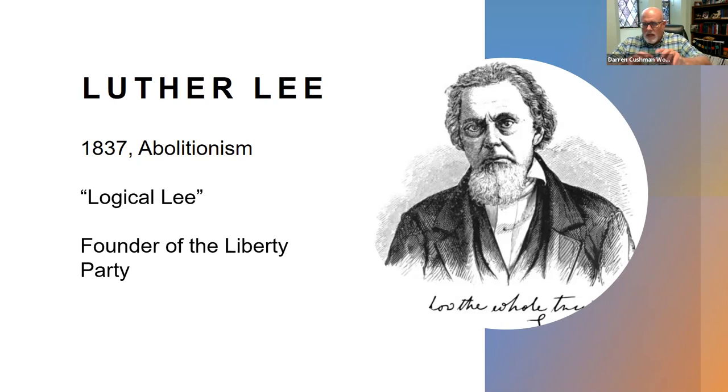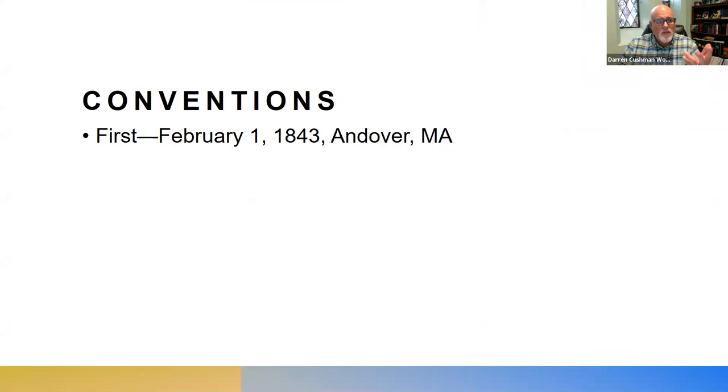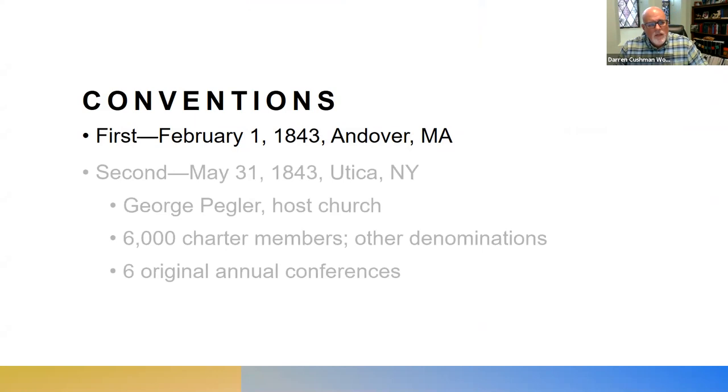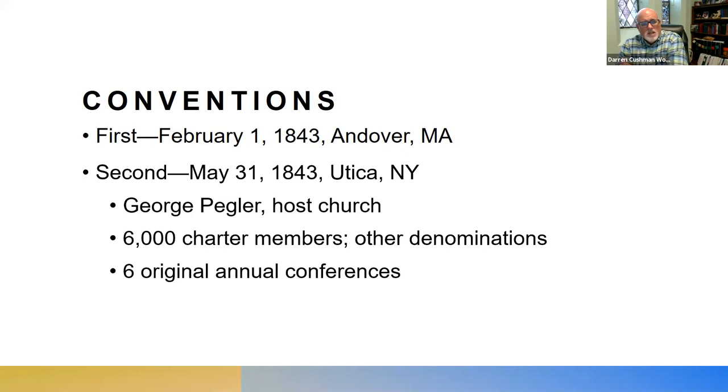There were these five men that left. And in the middle of all of this, there are conventions that are held of like-minded Methodists. The first one was in February of 43 in Andover. There were nine preachers there and 43 laypersons. And then the second one, which is really what starts the denomination, is in Utica, New York, May 31st. George Pegler hosted it at his church, Methodist Episcopal Church, 6,000 charter members.